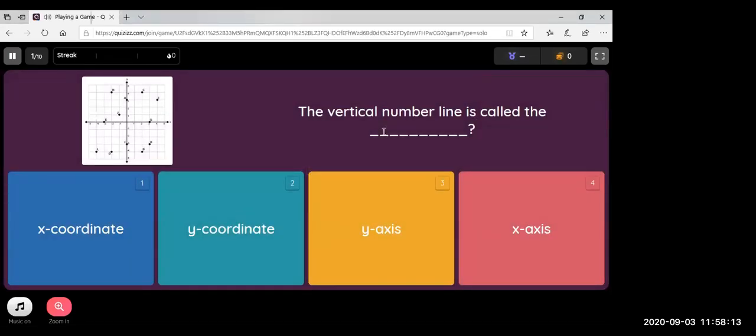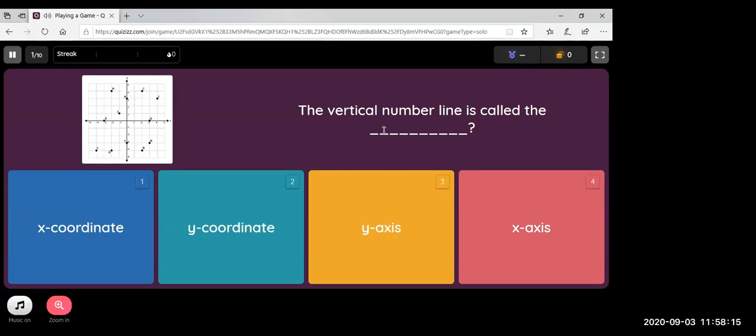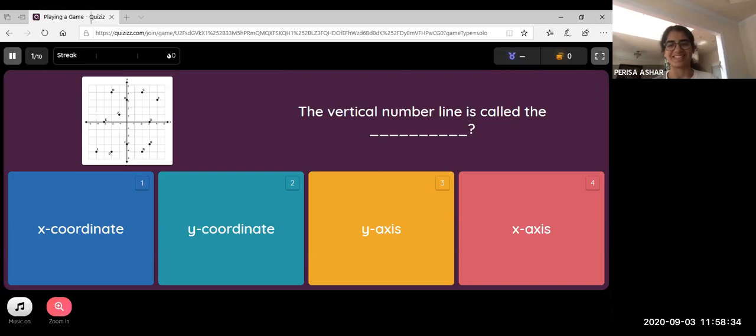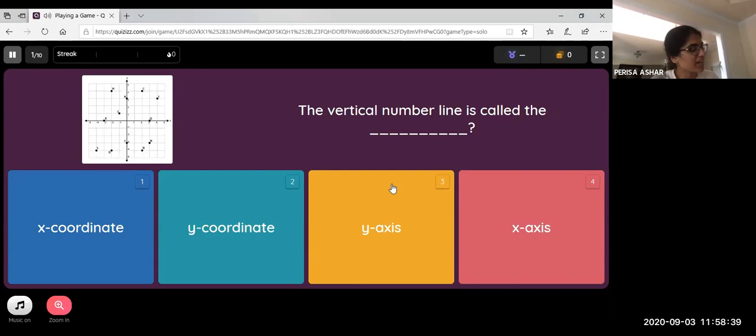So the vertical number line is called the... I think Prisha got it first. Yes, the answer is the y-axis. Sorry about that. Prisha got the answer correct because the vertical number line is the y-axis and the horizontal number line is the x-axis. So good job, Prisha, for getting that correct.